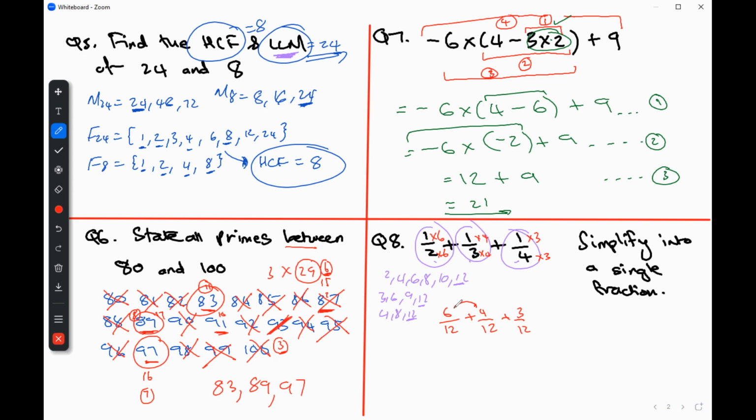And so 6 plus 4 gets me 10, and 10 plus 3 gets me 13. So the final answer will be 13 over 12, which can be the same as 1 and 1/12. Simplify it into a single fraction, so 13 over 12 should be your answer there.